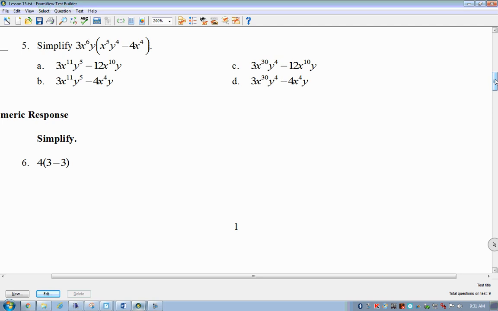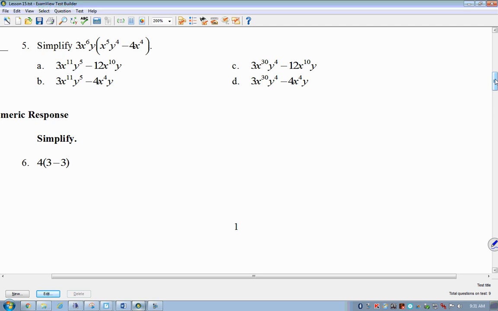Okay? All right, so we have 3x to the 6th, y, the difference of x to the 5th, y to the 4th, minus 4x to the 4th. Jeremy, what's the first thing we do here? Are you looking inside the parentheses? You're asking if they're like terms. Let me put it this way. The only time that they're like terms is if they have the exact same variables with the exact same exponents.